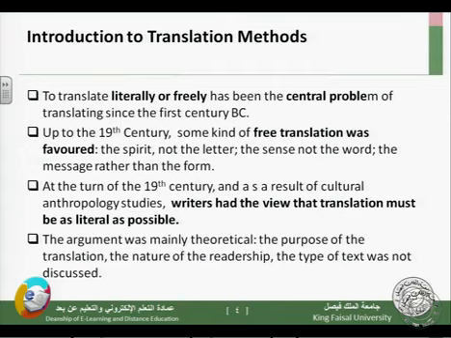But to be honest, this argument between shall we translate literally or freely is mainly theoretical. But what they missed was the purpose of the translation, the nature of the readership. It means the nature of the people to whom you are translating, and the type of text. All these issues were not considered. That's why people theoretically argued, shall we translate freely or shall we translate literally? This is a little introduction about the methods of translation.